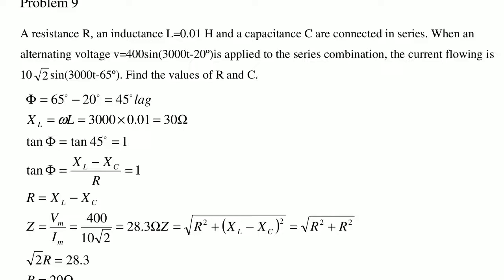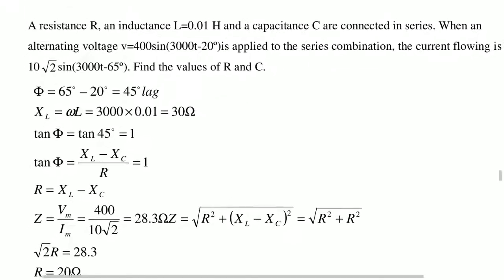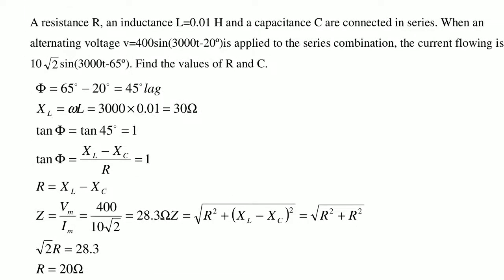So now this voltage is applied to the series combination RLC. The current flowing is given by the instantaneous equation also: 10 root 2 sin 3000 t minus 65 degrees.